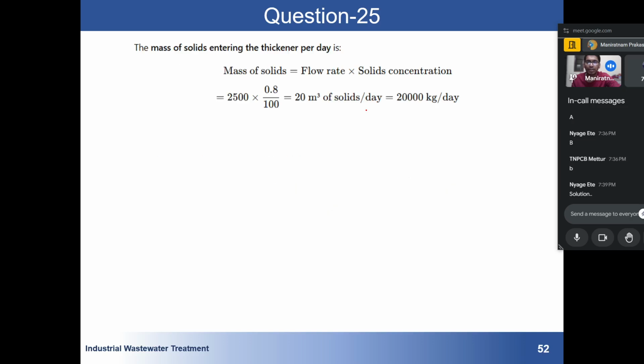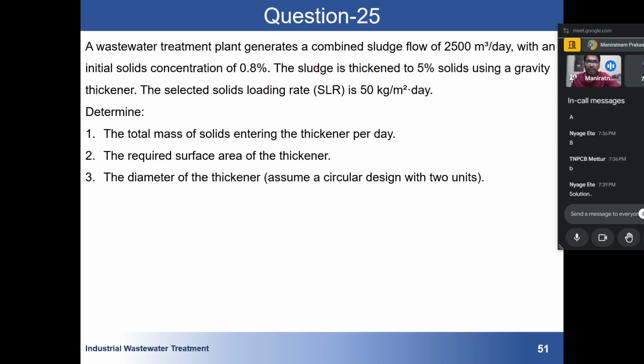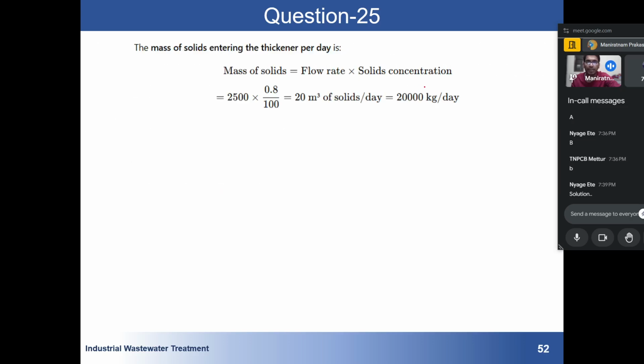Here one thing we have assumed is that density is one. That's why you can see that we have converted this meter cube into kg. In the question it's not written, but we have assumed. The flow rate is 25 meter cube per day. We multiplied by the solid concentration, 0.8 into 100, then that will be around 20 meter cube per day. And as we are converting into kg, we are assuming the density to be 1000 kg per meter cube, which is not true because the density will be different.